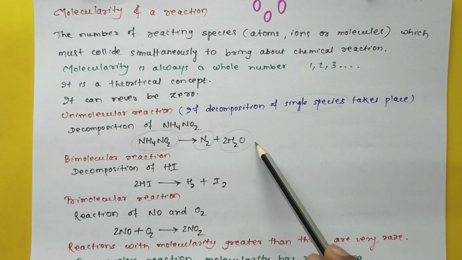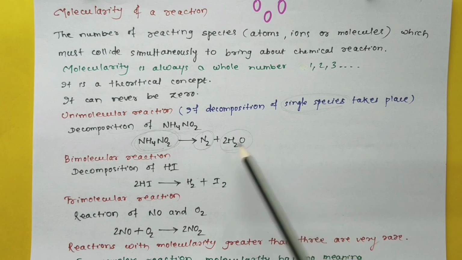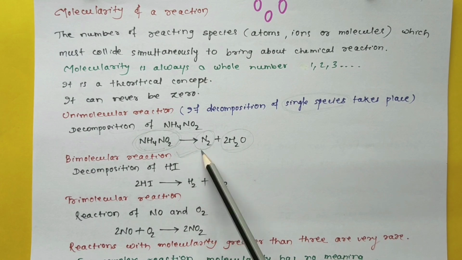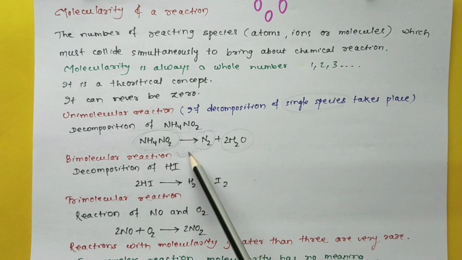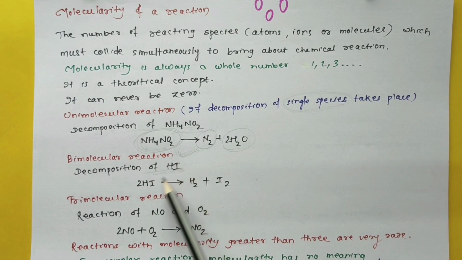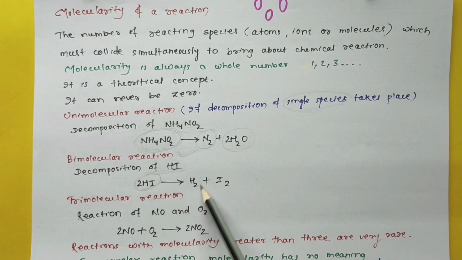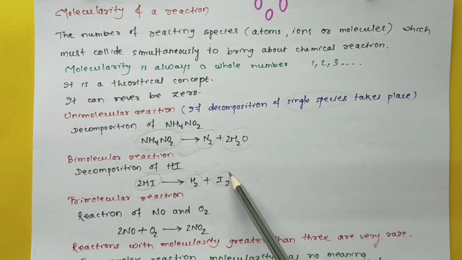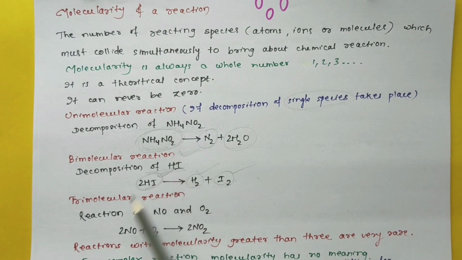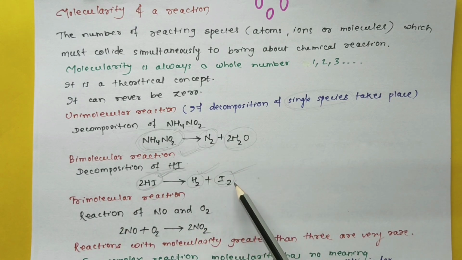So this is an example of a unimolecular reaction. Next is bimolecular reaction. The reaction in which two molecules or two species interact to form the product. For example, decomposition of HI. Two molecules of HI decompose to form what? Hydrogen and iodine. So here hydrogen iodide decomposes to form hydrogen and iodine, but here two molecules of HI have to interact to form hydrogen and what?